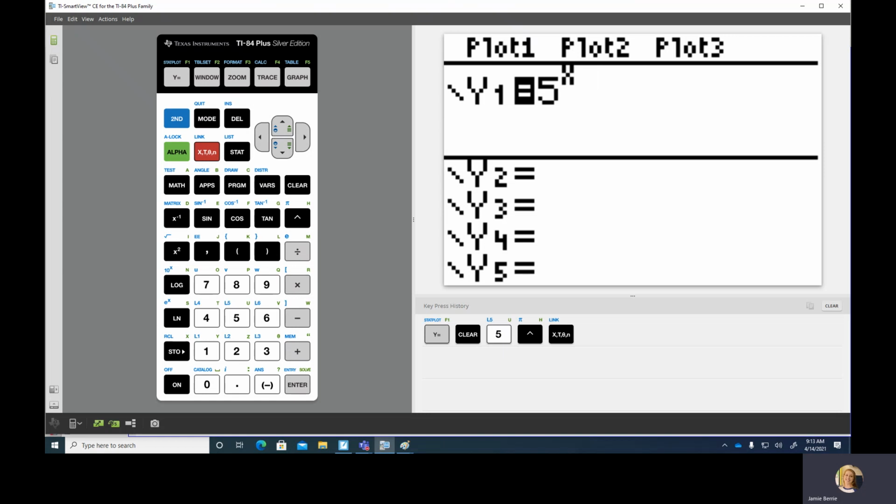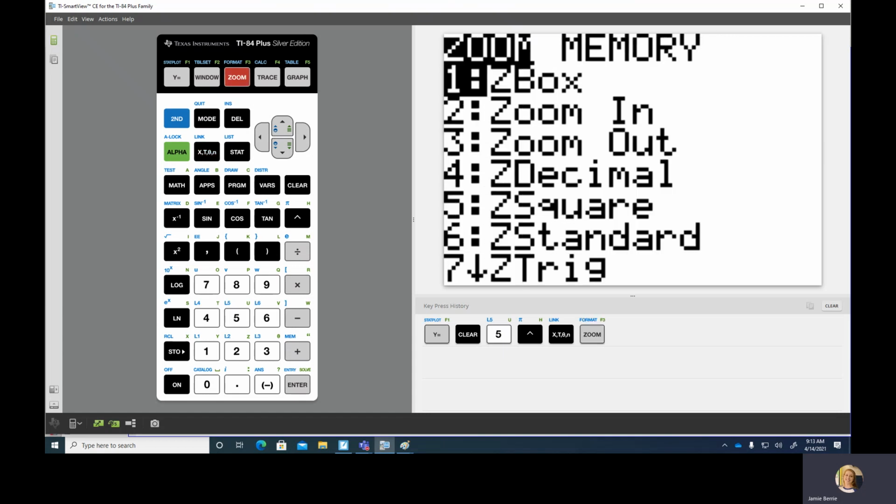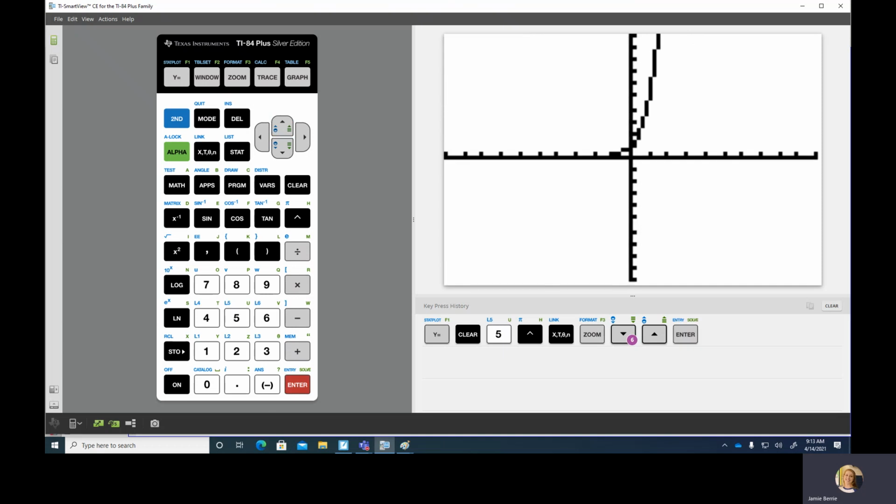Okay. Now, if you've grabbed anything weird lately, you may have to go back to the standard window. So you can go to Zoom and go to the standard window down here. That's negative 10 to 10. Oops. There you go. And there it is. Now, this isn't the best view of this graph.